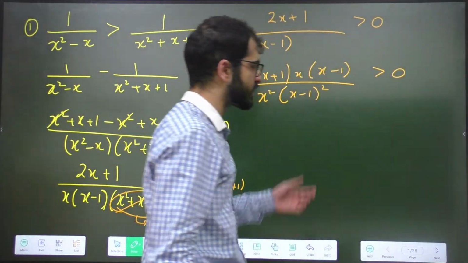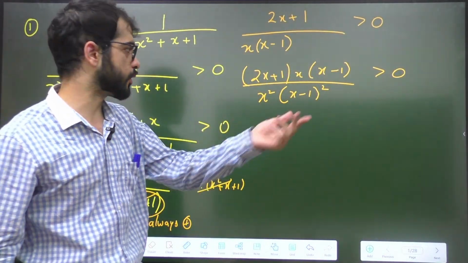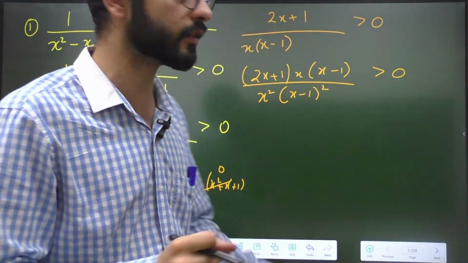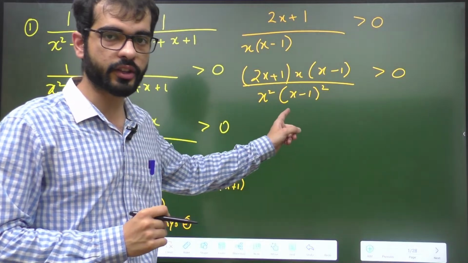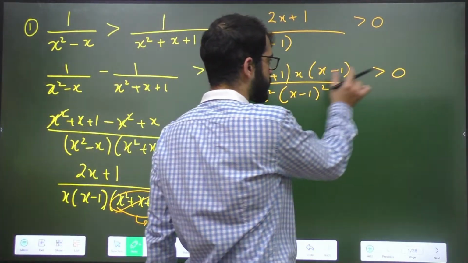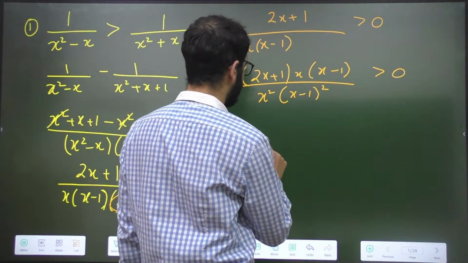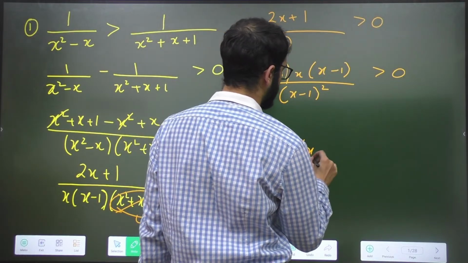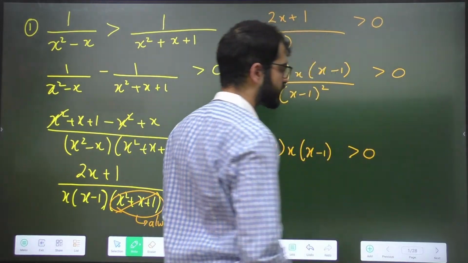Now since the denominator is again a positive term, because they both are expressed in the form of squares, and the square of any number is always going to be positive, I can multiply both sides with this term, that is x squared (x minus 1) the whole squared. Since these positive terms are multiplied on both sides, what will be the final result? (2x plus 1) into (x minus 1) is greater than 0. This will be the final result.